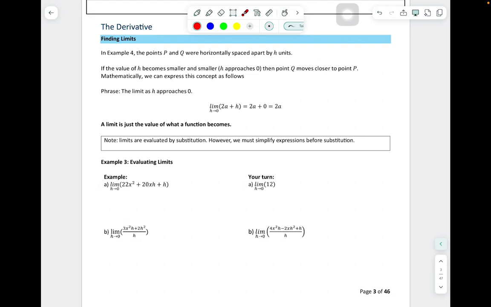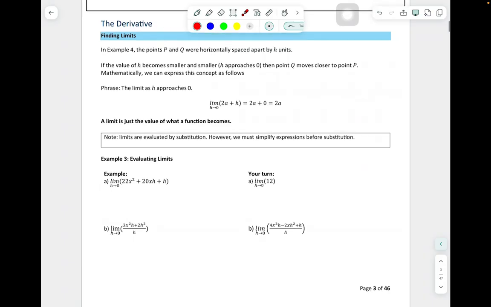And so when we go to find these, we need to understand an underlying concept first, which is about finding the limits, which is when a particular value approaches 0. In this case here, we're going to talk about h. And if h approaches 0, then essentially you're honing in onto a single point.